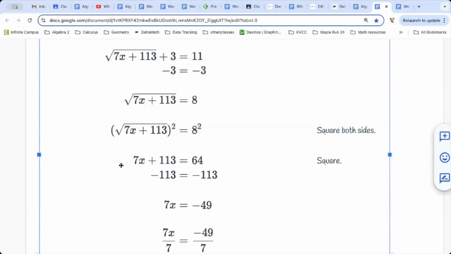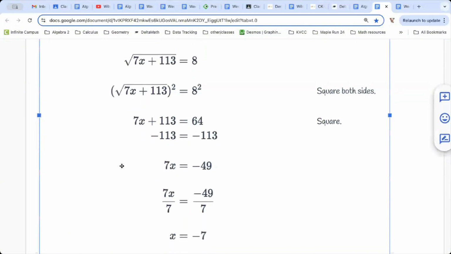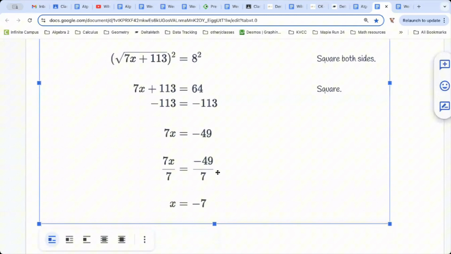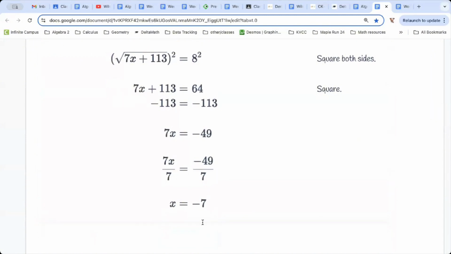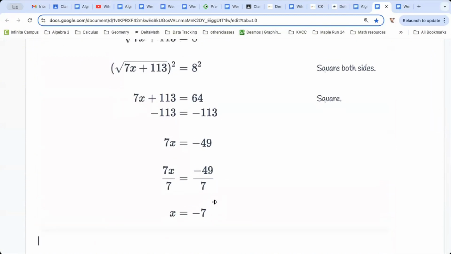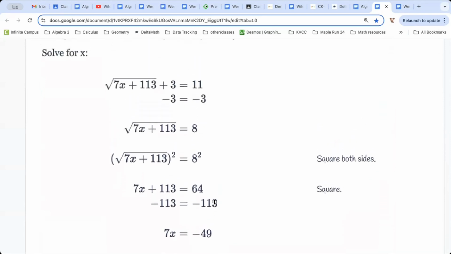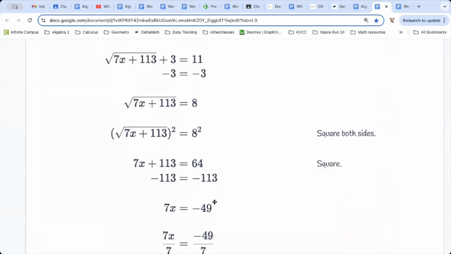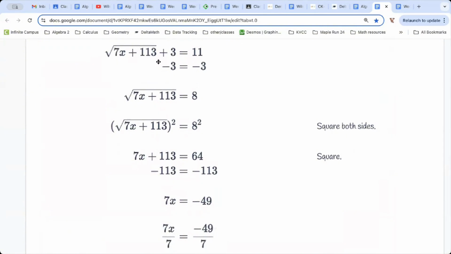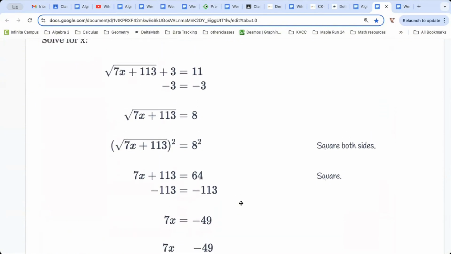Then this is a relatively simple two-step linear equation. So we subtract 113 from both sides. Then 7x is equal to negative 49. Divided by 7 on both sides, x equals negative 7. And we have solved this problem. So again, the key is that we want to isolate the radical part first. That's the key for this type of problem.